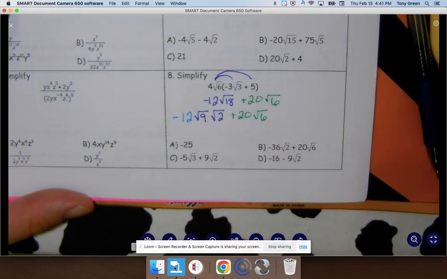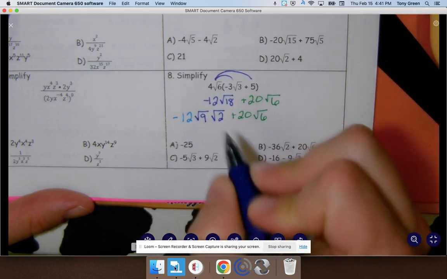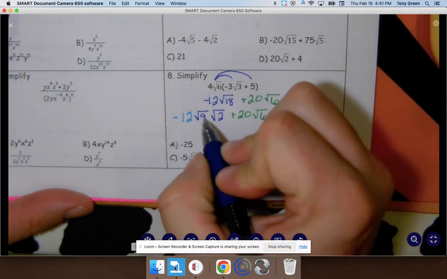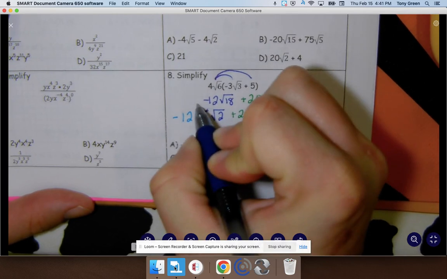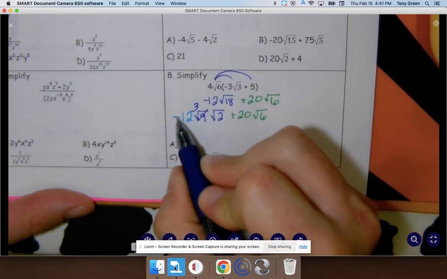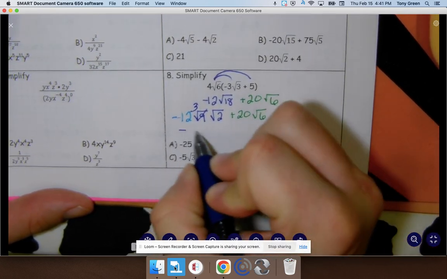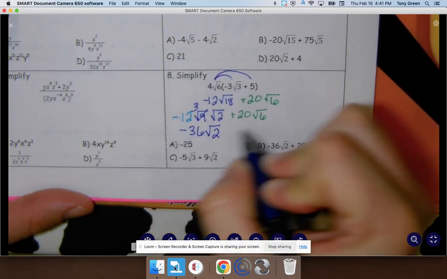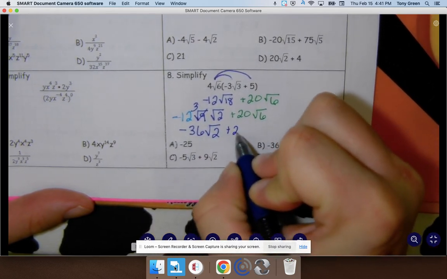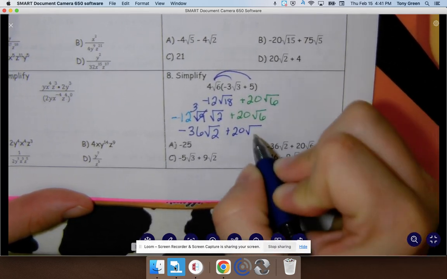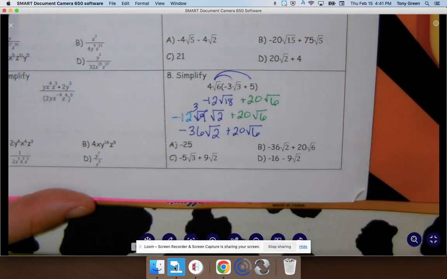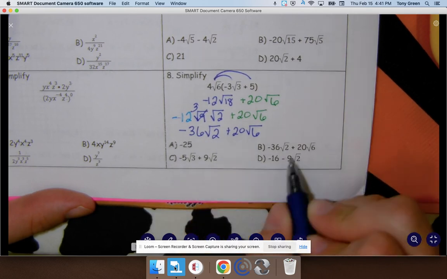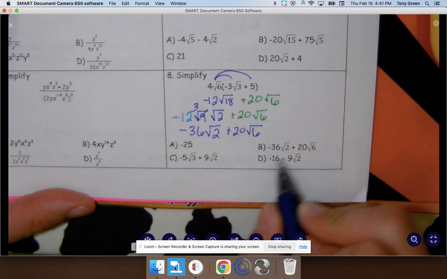All right, the square root of 9, that's going to be 3. We just cancel that out. That's going to be a 3. So negative 12 times 3 is negative 36. We still have a square root of 2. And we'll bring down our plus 20 square root of 6. So negative 36 square roots of 2 plus 20 square roots of 6 is B.